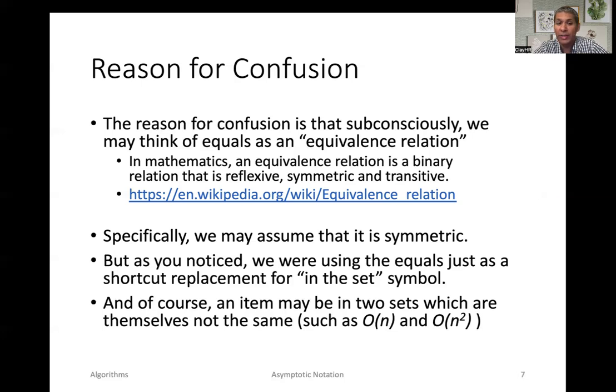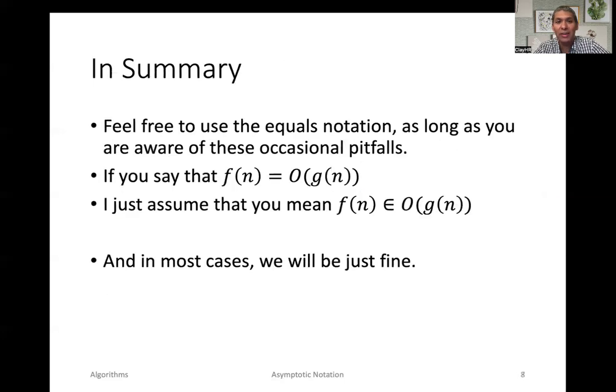An item may be in two sets which are themselves not the same. So cn in this case is in the set big O of n, and it's in the set big O of n squared, and they're not the same sets. They are different sets. So again, as long as you understand the concept, feel free to use it. You understand these occasional pitfalls, you're fine.